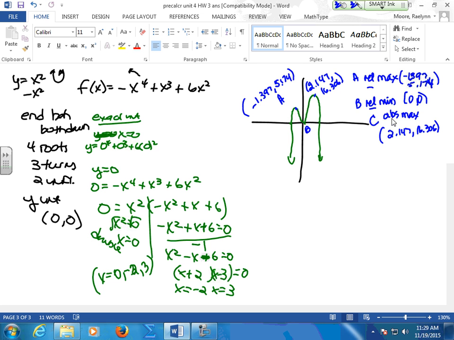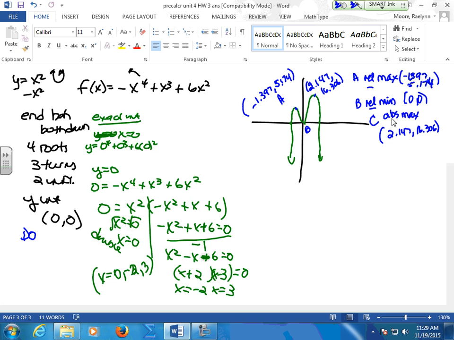Everybody come up with those values? Anybody not? Anybody having trouble with the max or the min? Speak to me now. Okay. Let's move on to domain.